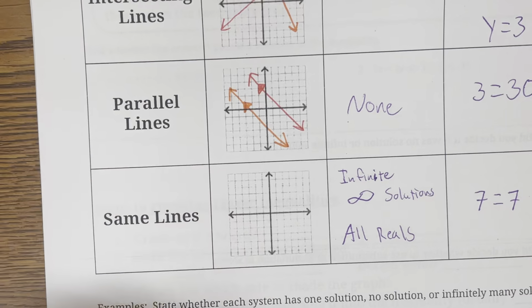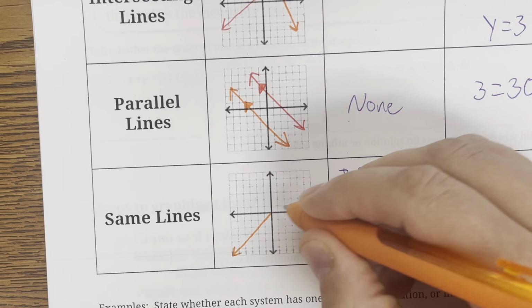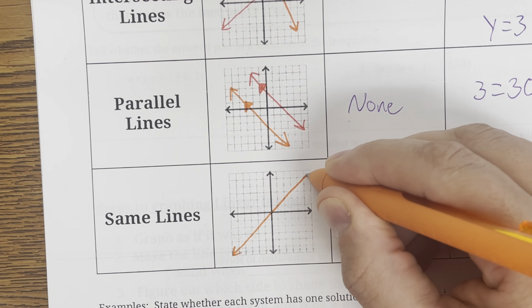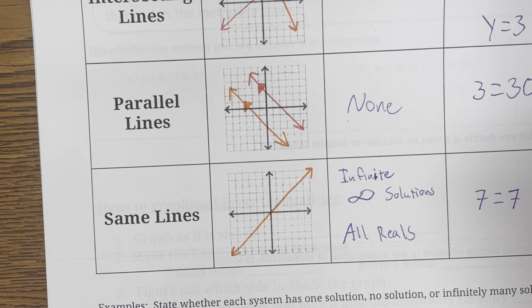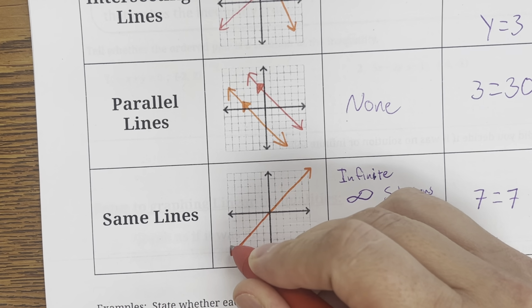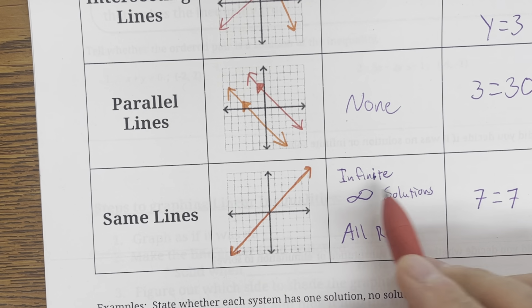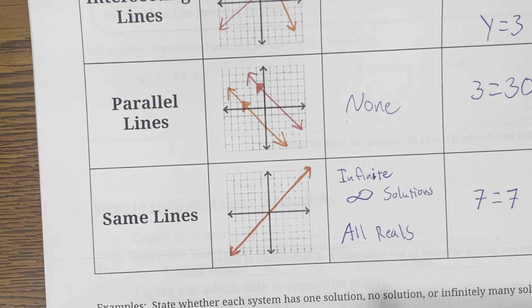And then there's also the possibility where we have the same line. If we have the same line for both equations, what's probably happening is they're written in different manners, and they go right on top of each other all the way. So that means there's infinite solutions. All real numbers are going to work.